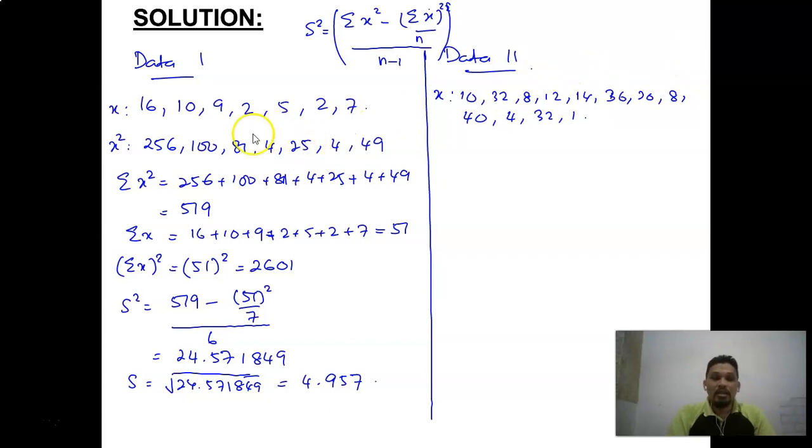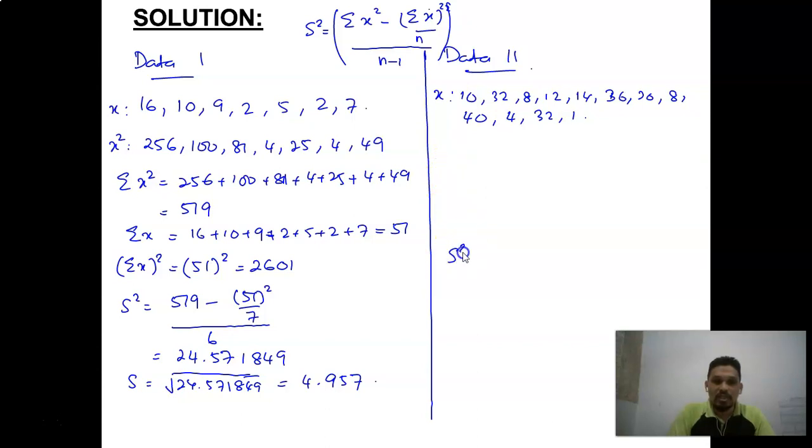Okay, the same steps as before: square every single value that we have here, then take the summation of x squared and the summation of x, square the summation of x, and substitute into the formula. So you use the same steps as for data number 1. I leave a space here for you to fill in x squared, the summation of x squared, the summation of x, and the square of the summation of x.